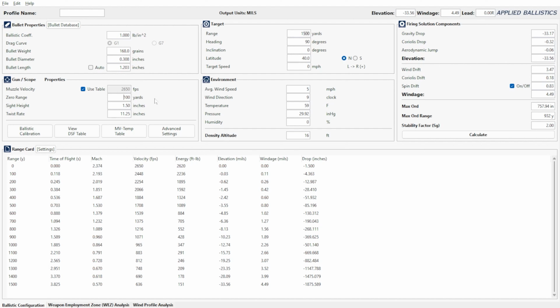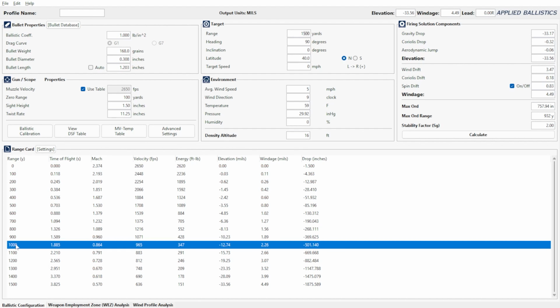So our zero range is set at 100 yards. That's what I normally zero a rifle at. If you've got a different zero, it doesn't matter, just make sure it's correct. Sight height is the height of your scope above the bore. So it would be the center of the bore to the center of your scope, and you can easily measure that. I've measured mine with some vernier calipers, but just to give you an idea, it does make a difference.